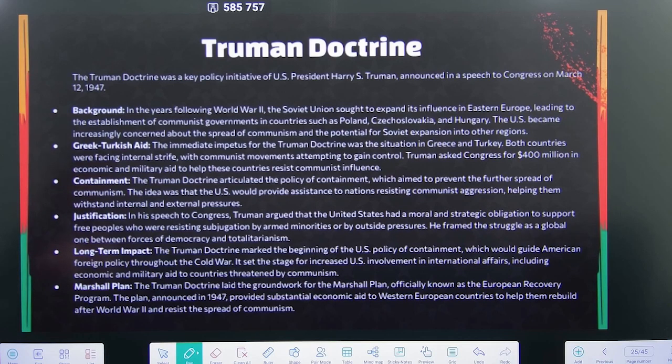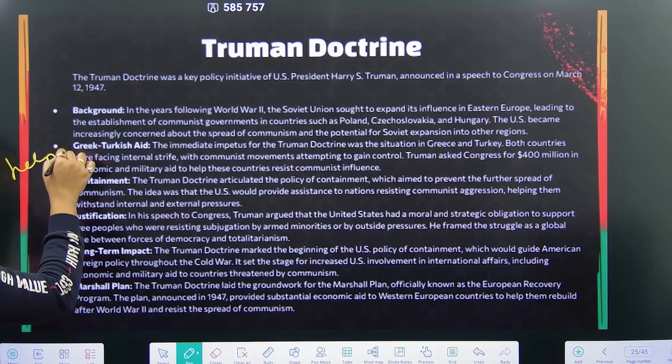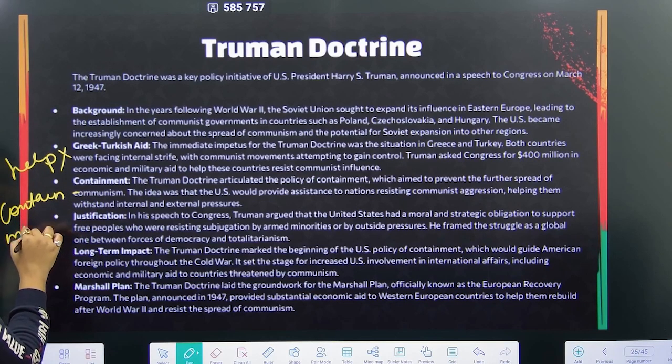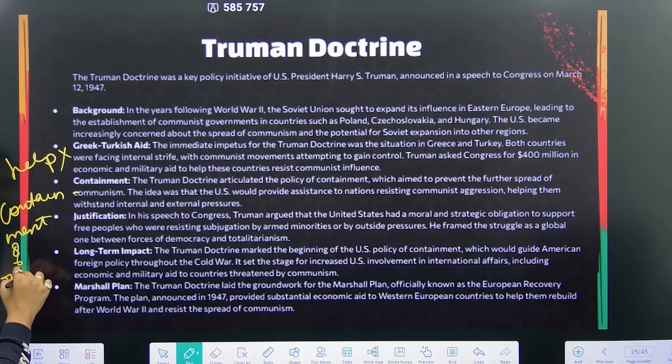So actually, it was not for help, but for containment of communism. This policy was less for help and more for containment. Containment of what? Of the further spread of communism. If the US starts to help these nations out, then these nations would be strong and the communist regime would not be able to step into them.